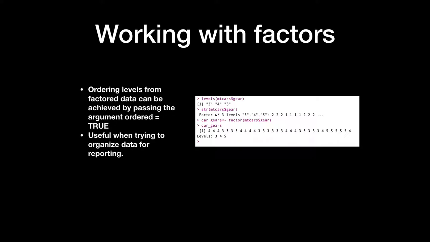Lastly, ordering levels from factor data can be achieved by passing the argument ordered equal TRUE, useful when trying to organize the data for reporting. So that's pretty self-explanatory there. Sometimes when you're reporting your data at the end of your analysis, you want to order them either in an ordered or an unordered manner. Using this argument right here can make that whichever decision you go along with in reporting your data set.